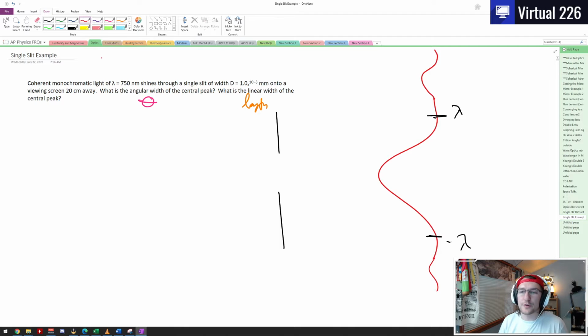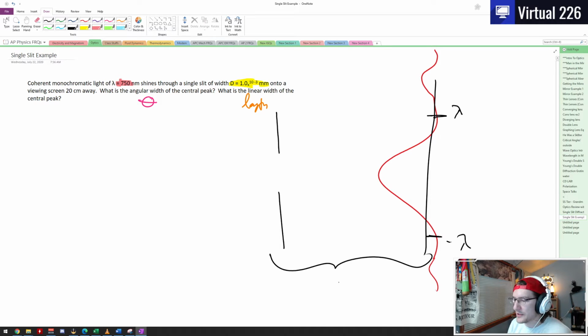We're going to do this for monochromatic light of a wavelength of 750 nanometers. 750 nanometers is definitely a red light. Around 700 nanometers is red light, and around 400 nanometers is a nice violet. We know that our single slit width here is 1.0 times 10 to the minus 3 millimeters. And our viewing screen, so maybe I should draw the viewing screen, is 20 centimeters away.